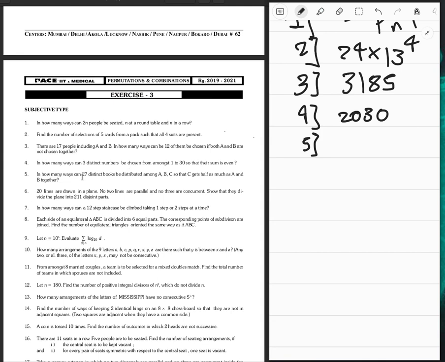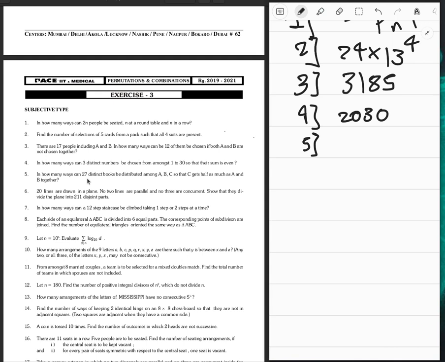Okay, fifth. How many ways can 27 distinct books be distributed among A, B, C so that C gets half as much as A and B together? 27 distinct books distributed among 3 people. Okay. C gets half as many as A and B together. Exactly half. So yeah, okay, cool.